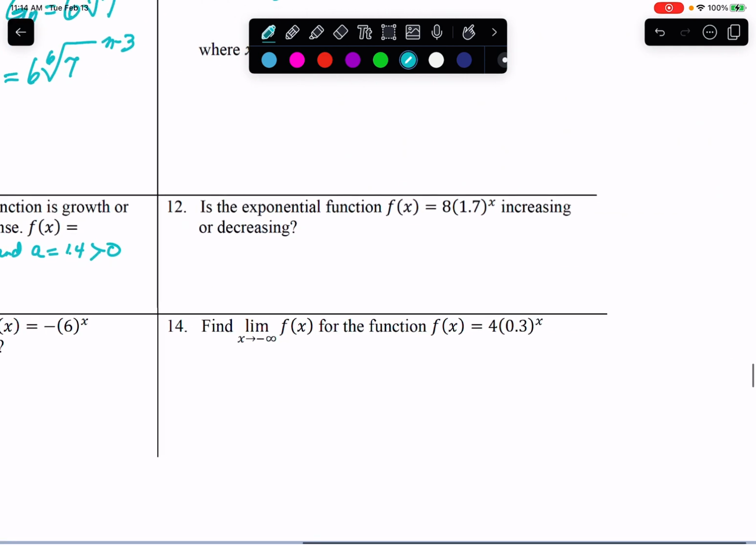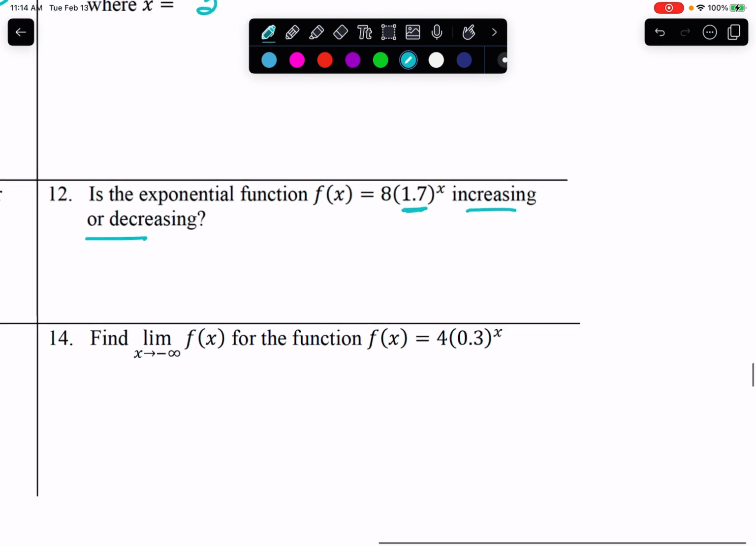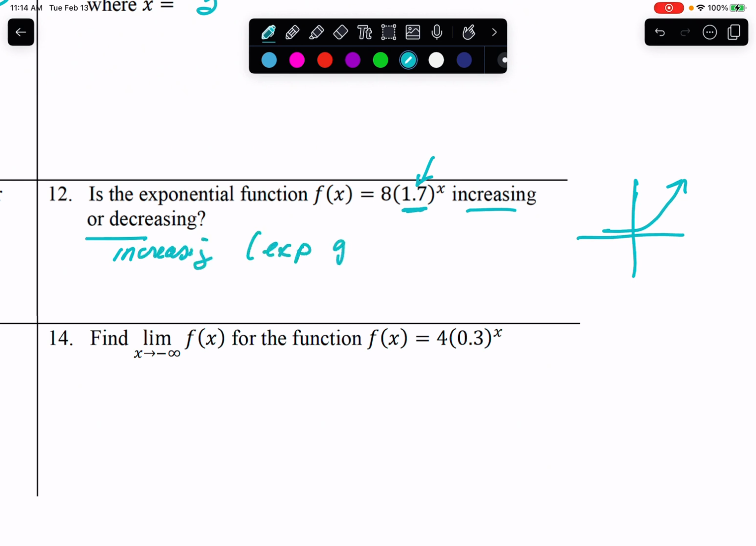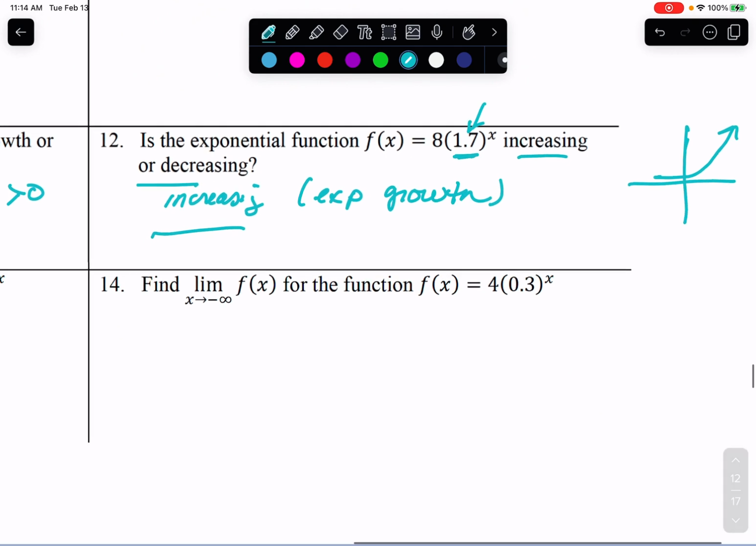For number 12, we have 1.7, and they want to know if this is increasing or decreasing. So this is growth, right? And so growth looks like this. And so this would be increasing because it's exponential growth. It doesn't ask, but it might ask you, so we'll put that on there for knowledge purposes.